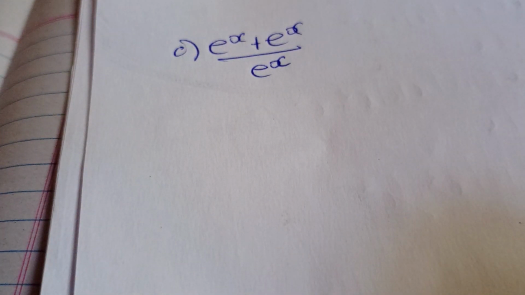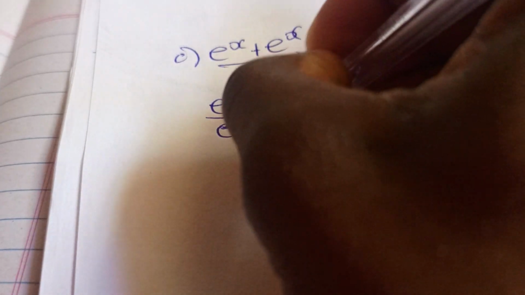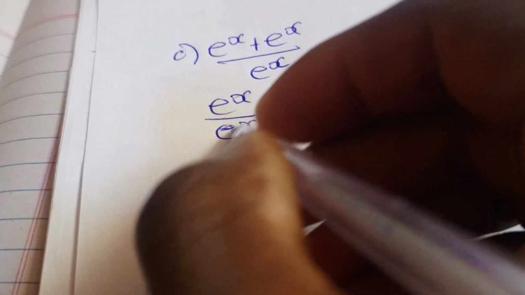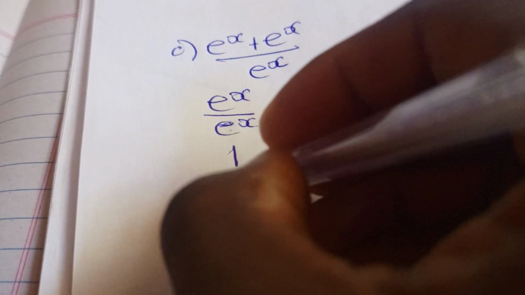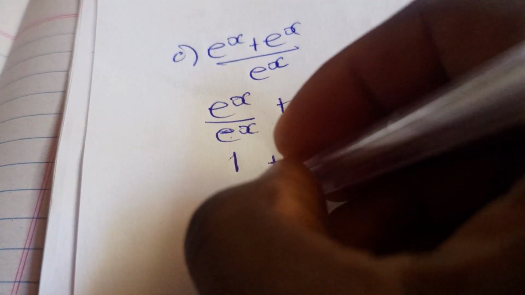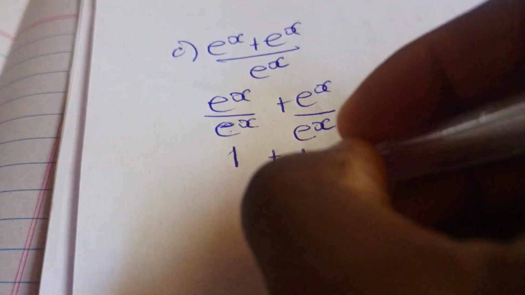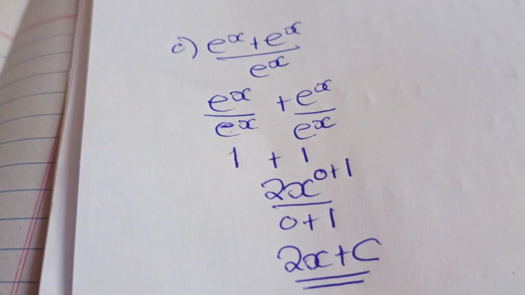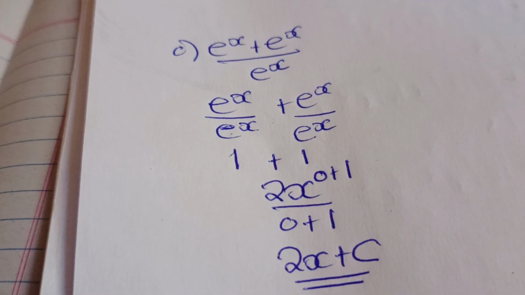We have this again, which has exponents. One thing you should know here, you just separate these. So you have x to the power x over e to the power x plus e to the power x over e to the power x. You just separate it as a fraction. So e to the power x into e to the power x is 1. E to the power x into e to the power x is 1. 1 plus 1, 2. How do you integrate a number? Remember, we said there is x to the power what here? 0. So plus 1 over 0 plus 1. 2x plus what? C. So this is how we go about this question.